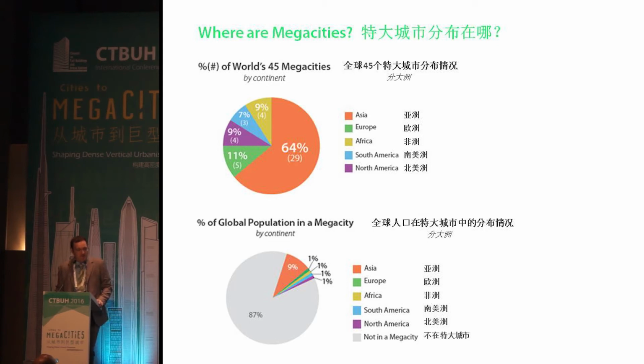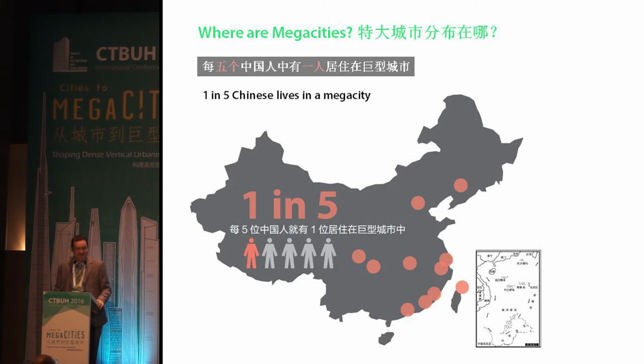So here's how it breaks down on a global scale. Of the world's 45 megacities, 64% are located in Asia. We have another 11% in Europe, and then it breaks down from there. There are no megacities in Australia or Antarctica. The percentage of global population that lives in a megacity, though, is still relatively small. It's not quite as impressive a figure as this repeated figure that you will hear about urbanization overall. Remember, we're specifically looking at megacities with a total population of 10 million or more. Nevertheless, 1 in 5 Chinese lives in a megacity, which also should not come as a surprise.